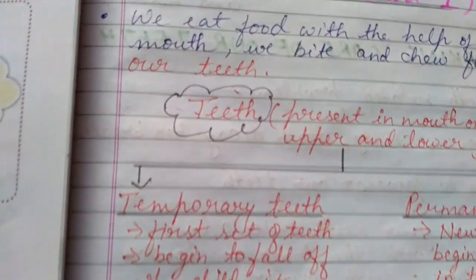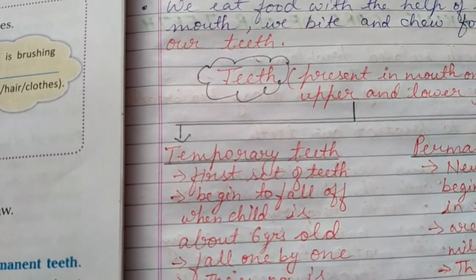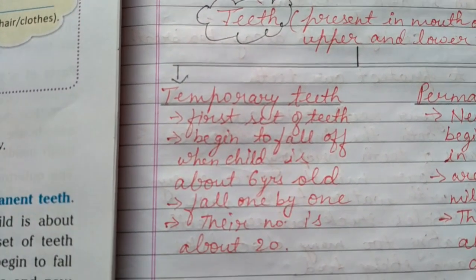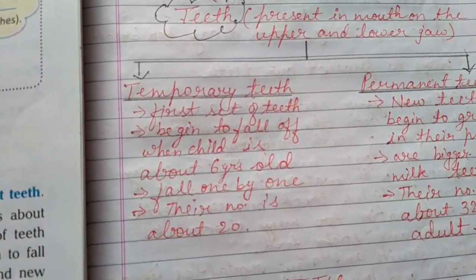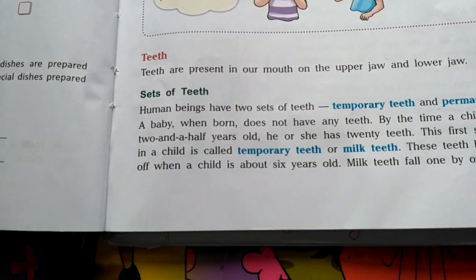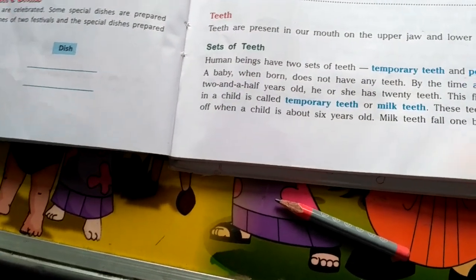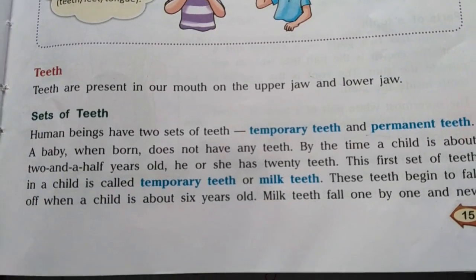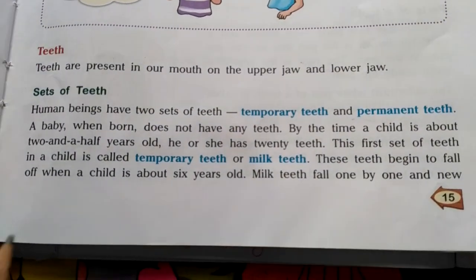J-A-W, jaw. So this term you have to keep in your mind, that we have two sets of teeth present in our mouth. One set is present in the upper jaw. The upper portion is called upper jaw, and the lower portion is called lower jaw. Okay? Now, human beings have two sets of teeth. In their entire life, human beings have been provided with two sets of teeth: temporary teeth and permanent teeth.